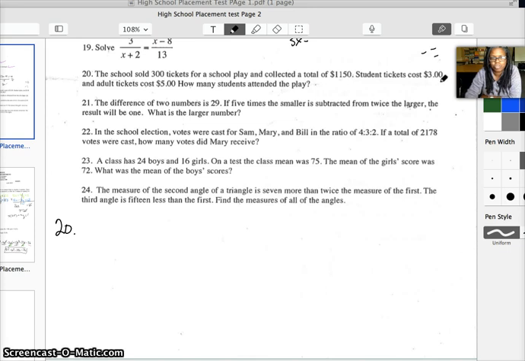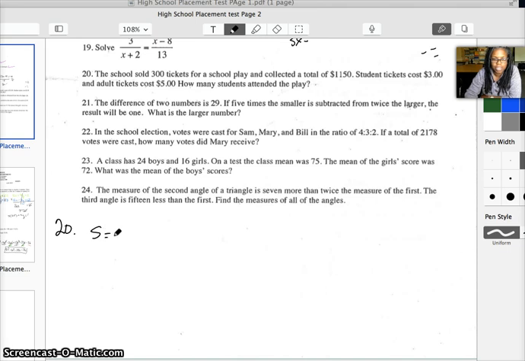Student tickets cost $3, and adult tickets cost $5. How many students attended the play? I'm not going to do the problem for you. I think I'm going to set up the equation and let you guys figure it out on your own, just so we can save time, so I don't make like a 5th video.